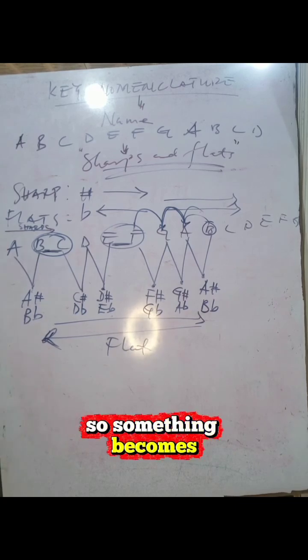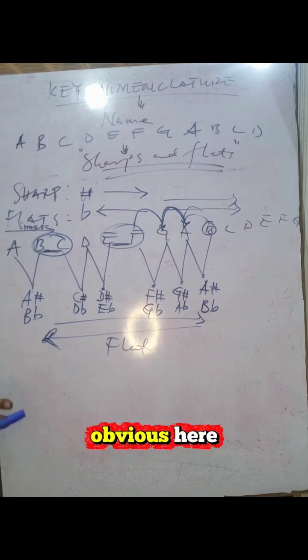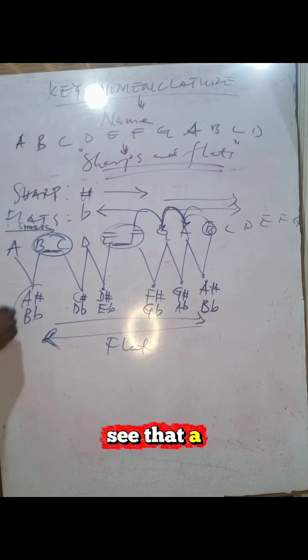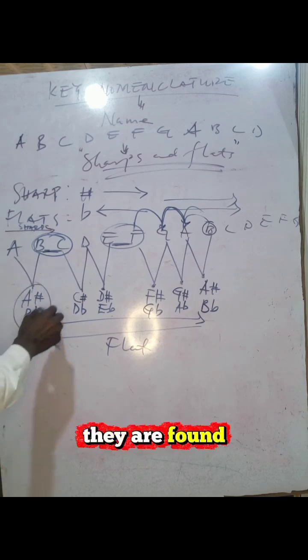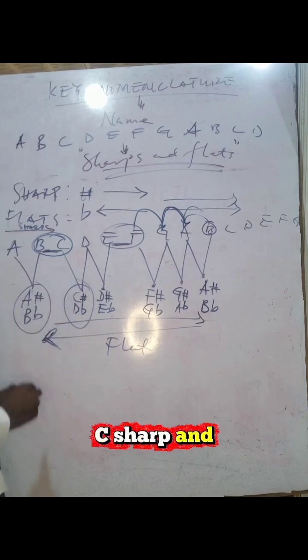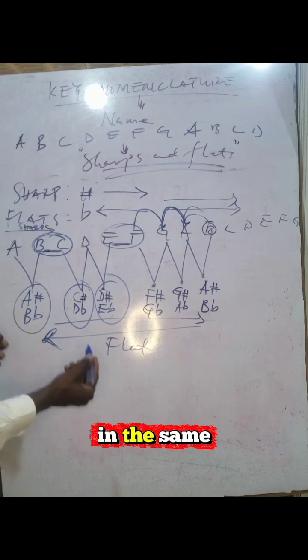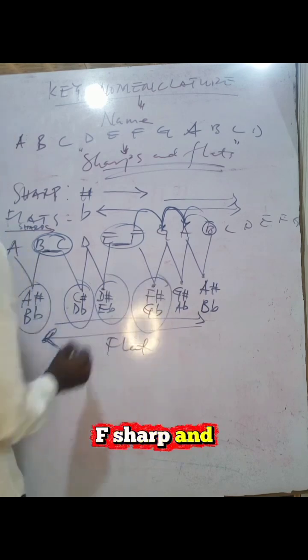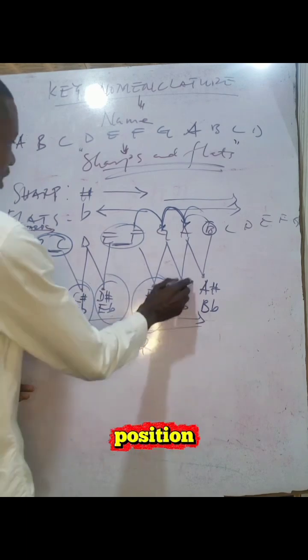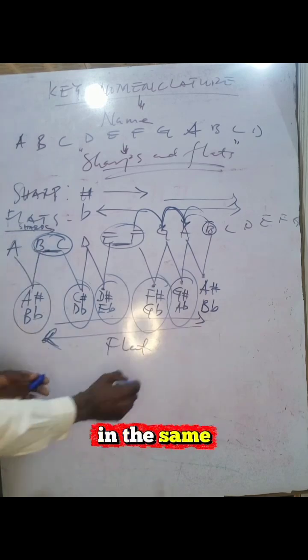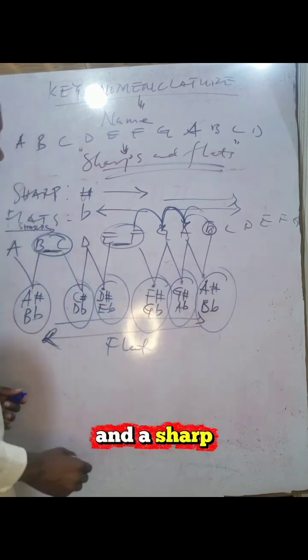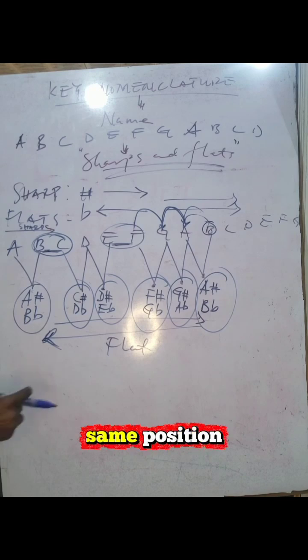So something becomes prevalent here, something becomes so obvious here. We can see that A sharp and B flat, they are found in the same place. C sharp and D flat, they're in the same place. D sharp and E flat, they're in the same position. F sharp and G flat, in the same position. G sharp and A flat, in the same position. And A sharp and B flat are in the same position.